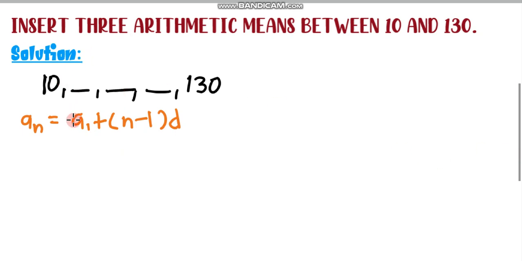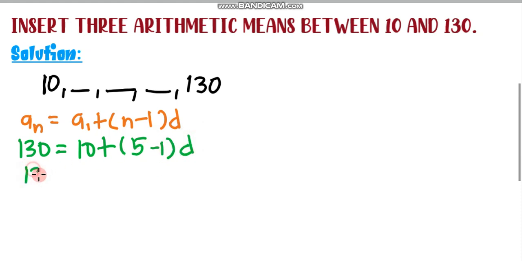So, a sub n, or our last term in our sequence above, is 130. Our first term is 10. Our n here is 5: 1, 2, 3, 4, 5. So, 5 minus 1. And our d, we don't know. That is our objective, okay? As we solve this, simplifying, 130 equals 10 plus 5 minus 1 is 4 times d, which is 4d.